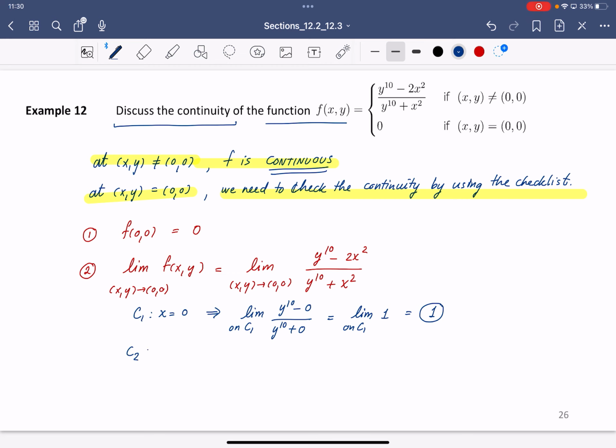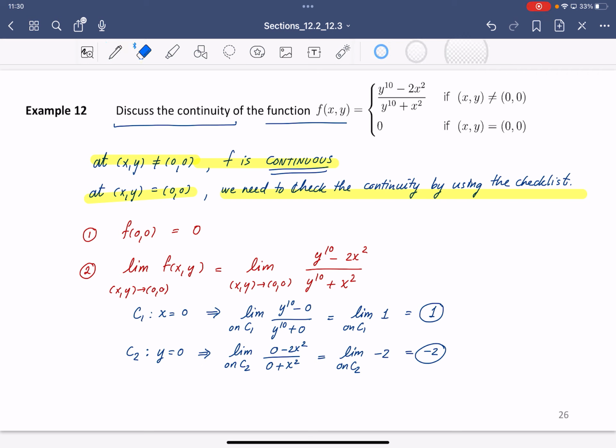So C2 can be what else? y equal to 0. And this is going to be 0 minus 2x^2 over 0 plus x^2. And the limit on C2 is going to be negative 2, right? Yep. You don't have to pick something like x equal to y to the 5th power, but if you want the harder one, you balance the degree at the bottom here, and then you get another different limit. Here we can conclude that the limit does not exist because 1 and negative 2 are not equal. So the limit here does not exist.